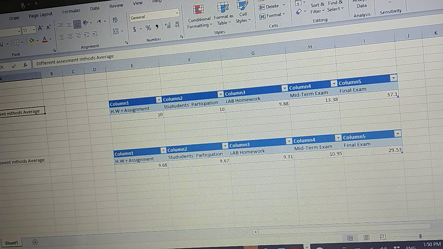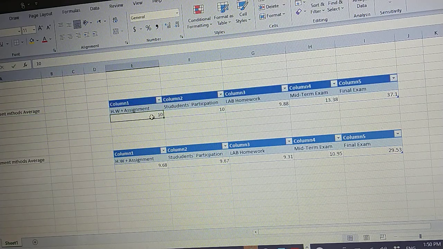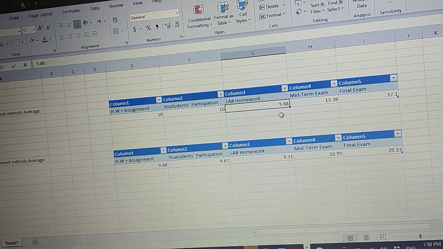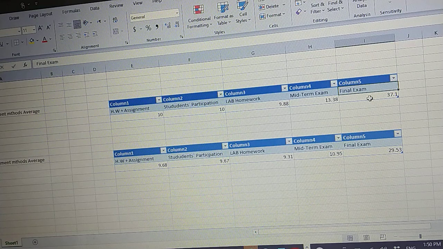After this, I get all the averages for every section that I have. Here, the average for section 2297, for example, for the different assessment methods. For homework and assignment, the average was 10. For students' participation, the average was 10. Lab homework, the average was 9.88. Midterm exam, average 13.38. Final exam, average was 37.1.